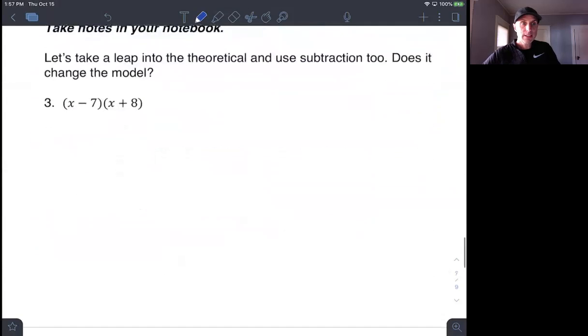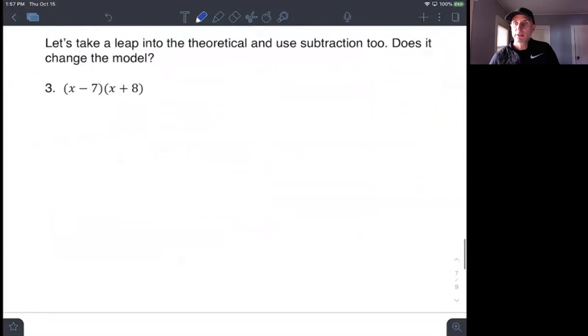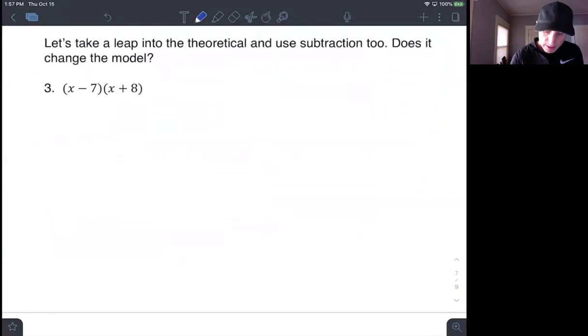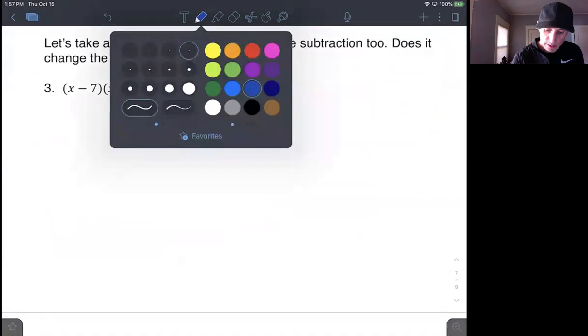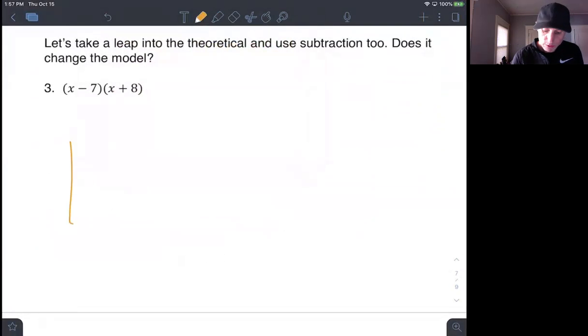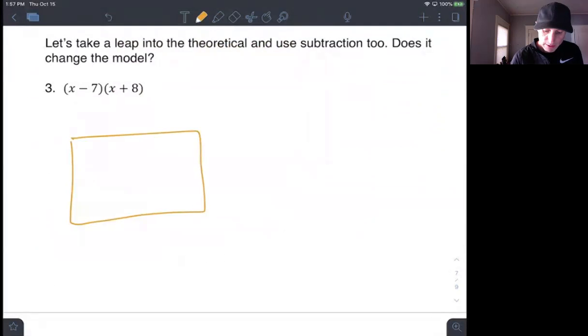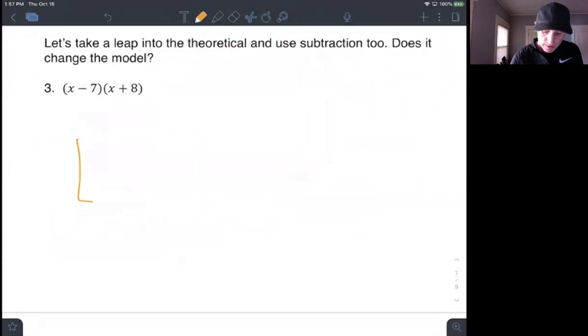Let's do one of these that has a negative. So this is our first one that has a negative in it. This was a question that came up in the chat privately here. You start the same exact way. Okay, so I'm going to go through this with you. Why don't you take a second and write the problem down and make your box.